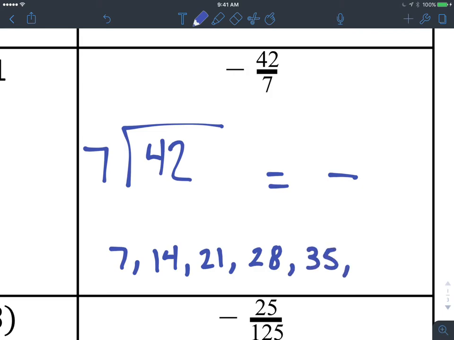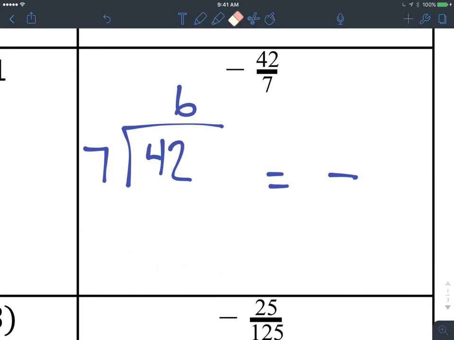And 7 times 6 is 42. Perfect. So that's what it is, 6. 7 goes into 42 6 times evenly. And because 7 times 6 equals 42, we are going to have a remainder of 0. And so the number part of our answer is going to be 6.